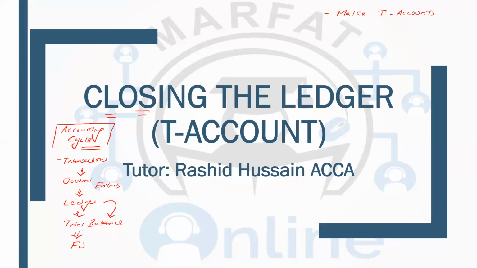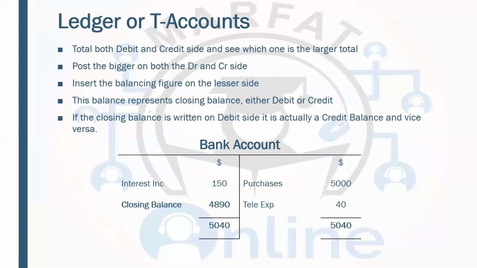This is a fairly simple concept you need to understand. These are the principles we will be learning for how to close the ledger or the T accounts. The first step is to total both the debit and credit side and see which one is the larger total. Now you have an example right in front of you. There is a bank account, and you see these three transactions.